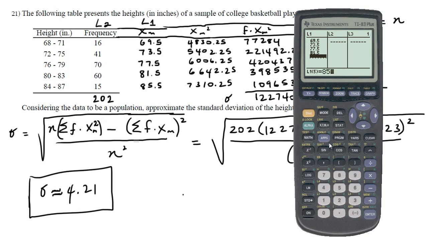81.5, enter. 85.5, enter. And then in column L2, I want to put the respective frequency to match them up. 16, 41 in order, 70, 60, 15. Those are my frequencies. So the frequency for 69.5 is 16. Frequency for 73.5 is 41, etc. Yes? Now I go back to stat because now I've got to do some calculations.